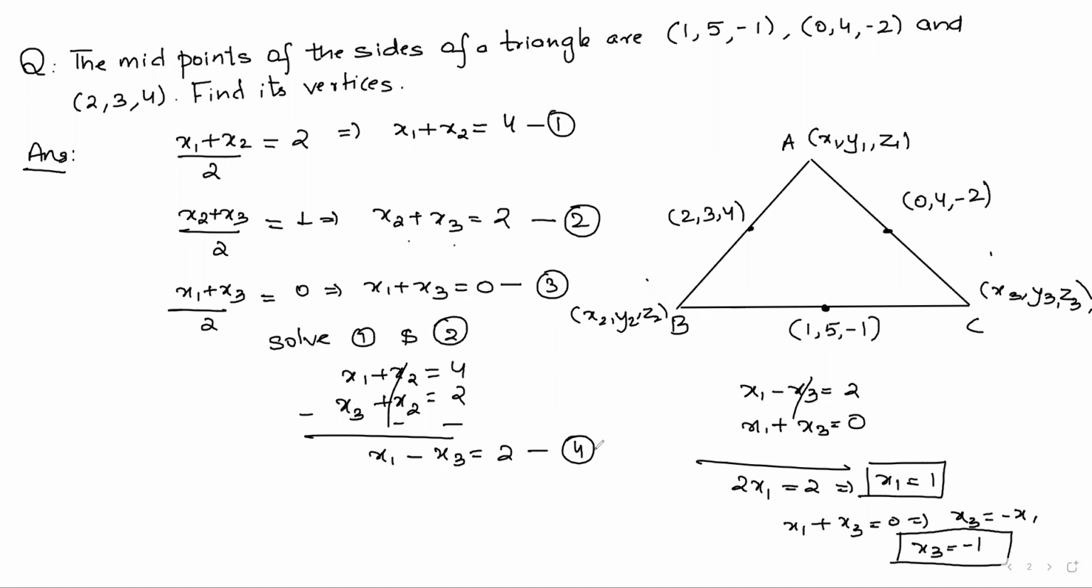If we mix up the coordinates, like we take the coordinates in a different order, will we get the same answer? In the place of 2, 3, 4, I have taken 1, 5, minus 2. That's not an issue. We need to find the coordinates, so this is your wish. You can take this A, this A, or this A. That's not an issue.